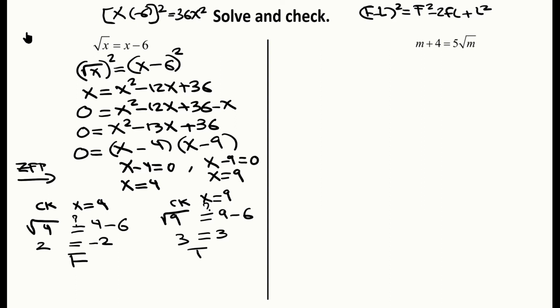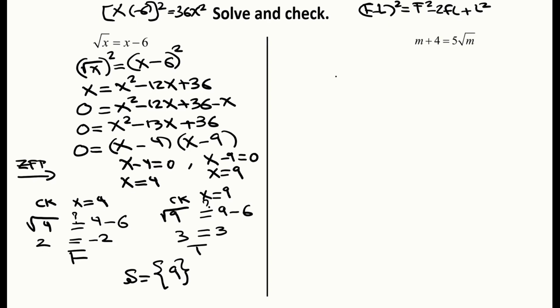So now we're going to write our solution set, and we're going to be careful to only put 9 in there. And that is how we do that kind of problem. So as far as a little bit of terminology, this x equals 4, which ended up not working, we call an extraneous solution. So the only actual solution is 9. All right, so moving on to the next problem.